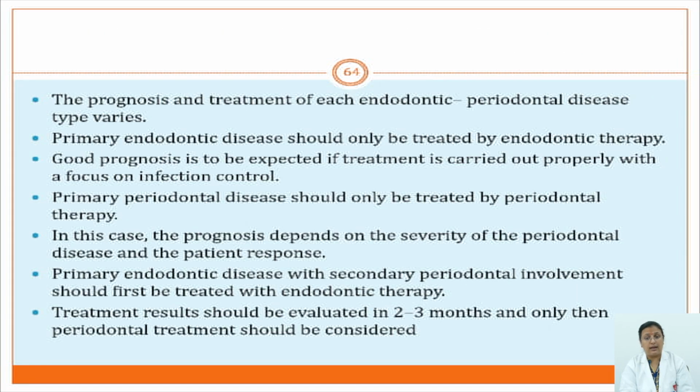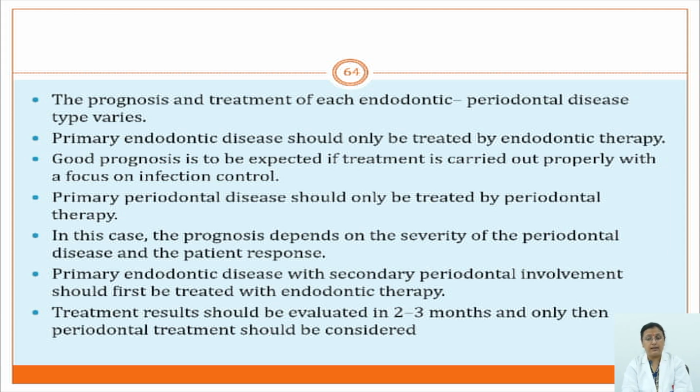The prognosis and the treatment of each endodontic and periodontal type vary. Primary endodontic disease should only be treated by endodontic therapy. A good prognosis is to be expected if treatment is carried out properly with a focus on infection control. Primary periodontal disease should only be treated by periodontal therapy. In this case, the prognosis depends on the severity of the periodontal disease and the patient's response.